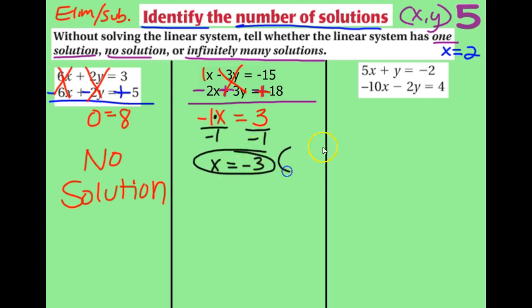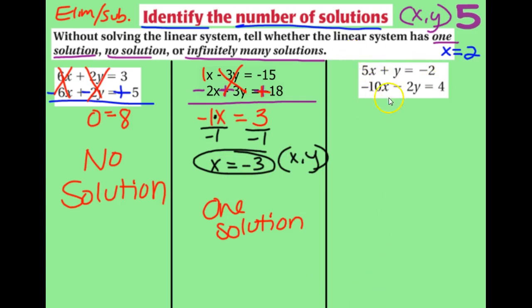So this tells us we could figure out what x and y are. We already know what x is. But you don't have to plug it in. They just want to know how many solutions there are, and we know there is one solution. Meaning these two lines would cross at one point. X, y, whatever that is.